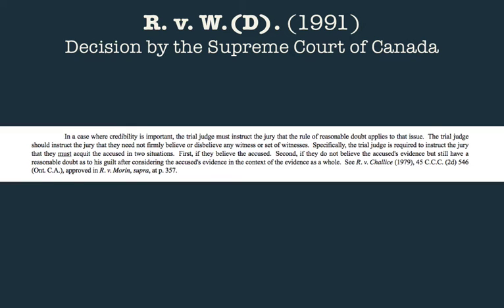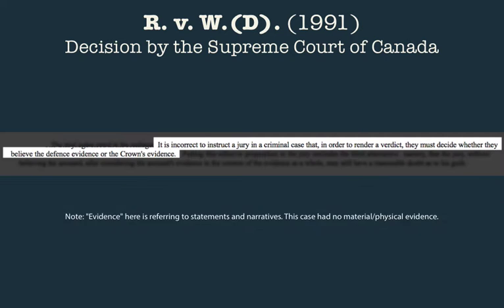In R versus WD, the main point of contention was whether or not the trial judge's reinterpretation of this original standard incorrectly implied that the jury only has to decide between two conflicting stories. The Supreme Court stated that there is more to the standard than just deciding who you believe. The court said that the jury would understand that based on the original instruction. However, the court went on to adjust the original instruction to read as follows.